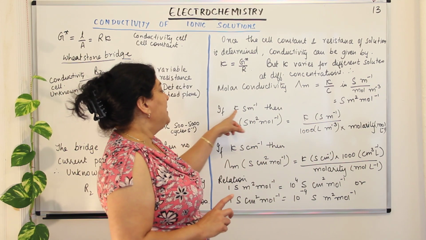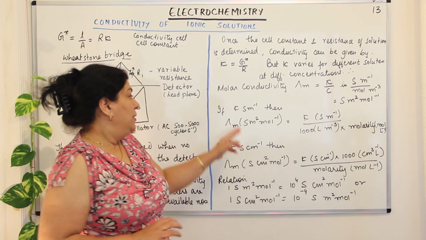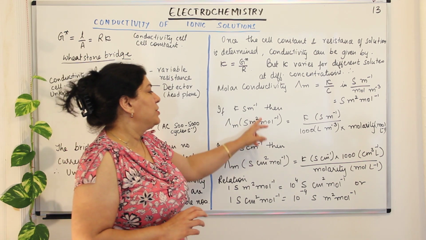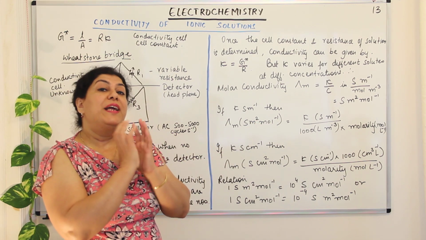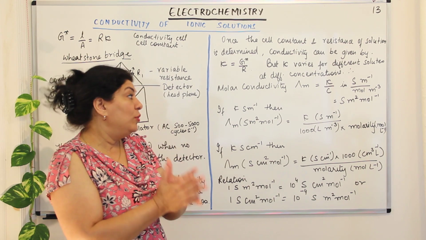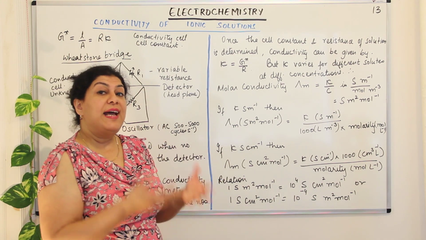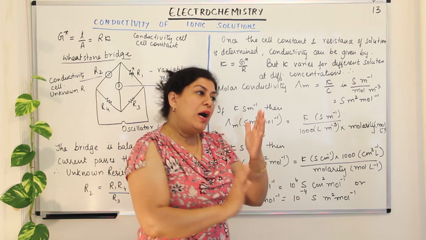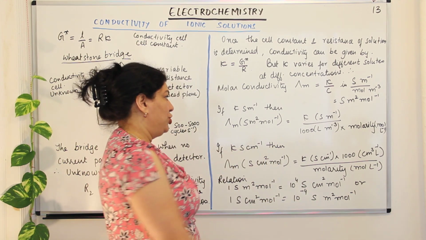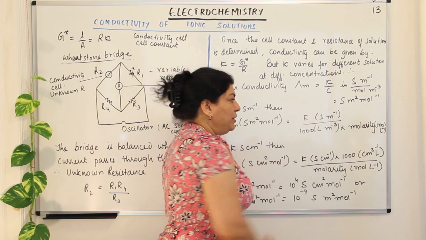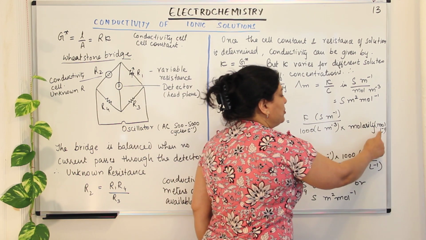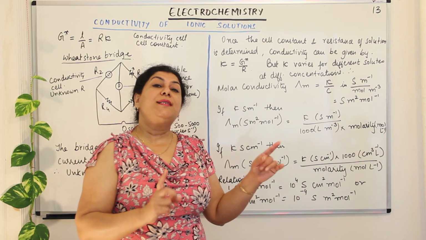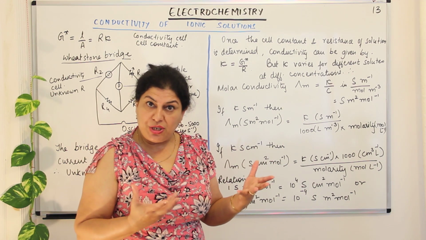Right? So when we take kappa in Siemens per meter, the value of lambda m should be Siemens meter square per mole. But what is the adjustment that you're going to do in the calculation? Because molarity, as we have it, its value is going to be in moles per liter. So how would you modify the calculations? Kappa would be in Siemens per meter and molarity is in moles per liter or moles per decimeter cube. A liter is a decimeter cube.